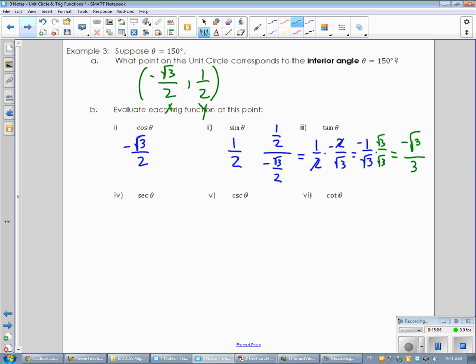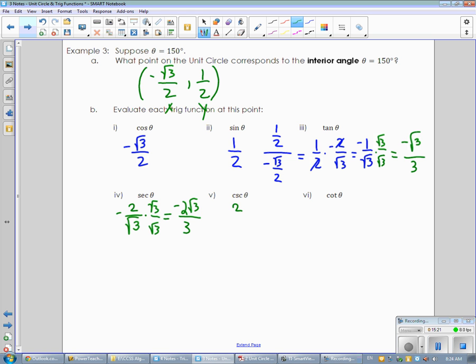The secant is what I get when I flip the cosine, so that's going to be -2 over the square root of 3. Again, I'm going to multiply the top and the bottom by the square root of 3. -2 times the square root of 3 over 3. The cosecant is what I get when I flip y, so that's just going to be 2.